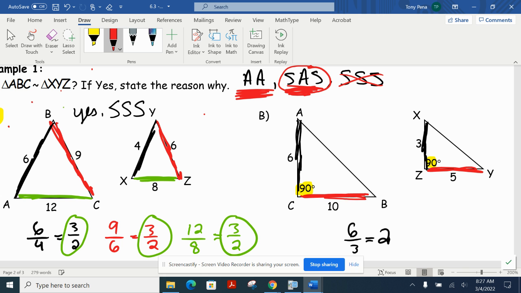If I do the red side to the red side, 10 to 5, that is also 2. So are both of these sides proportional to each other? And is the included angle there congruent as well? Yes. So you're going to say yes. And in this case, you would say because of side angle side. That guarantees that all the other angles are also congruent to each other. And then this third side would also be proportional. Okay.